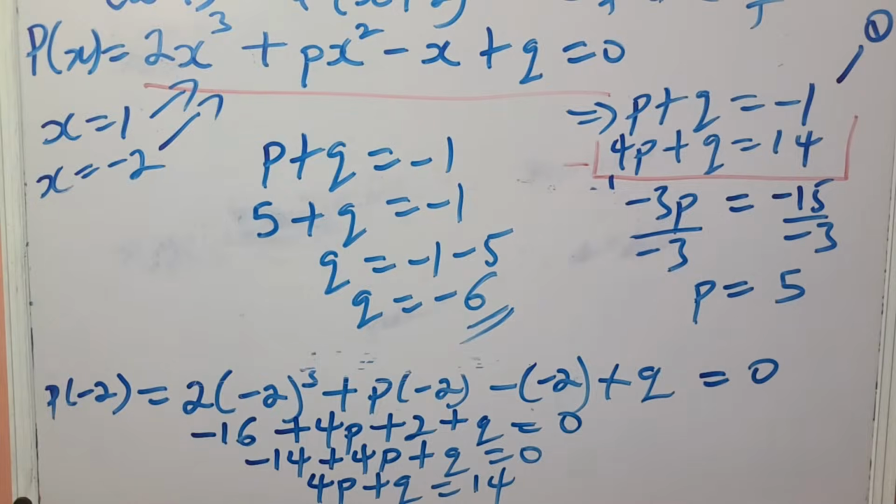So we have successfully solved this question on polynomial. Once again, the question said we should find the value for p and q. The value for p is 5 and the value for q is minus 6. All right, let's move straight into the next question.